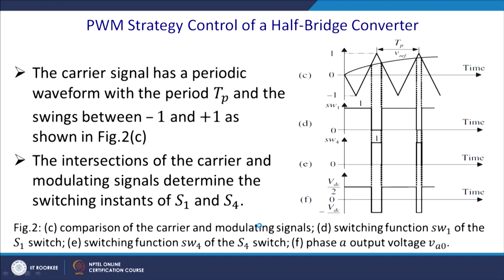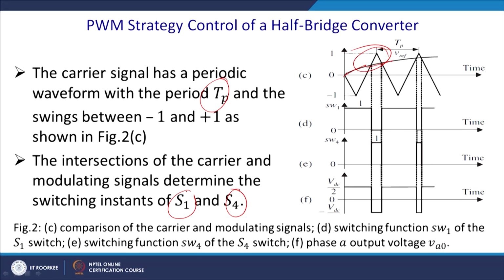So, this is the PWM strategy for the control of the half bridge converter. The carrier signal has a periodic waveform with the period Tp and swings between -1 and +1 as shown in figure 2c. The intersection, so this is the intersection, this part you can see that the triangle is more than the signal, and in this part totally the signal is more than the carrier. The intersection of the carrier and the modulating signal determines the switching instants of S1 and S4.